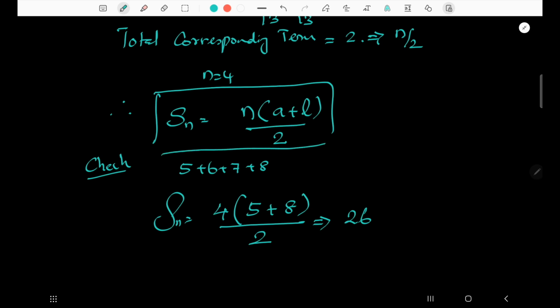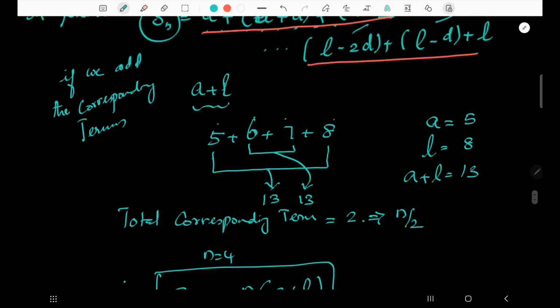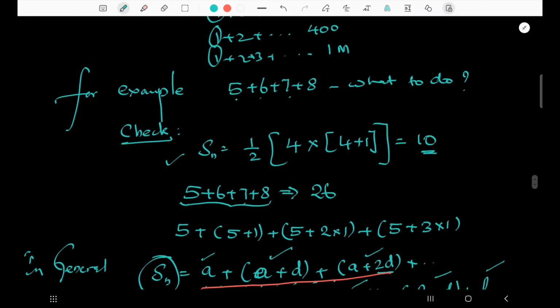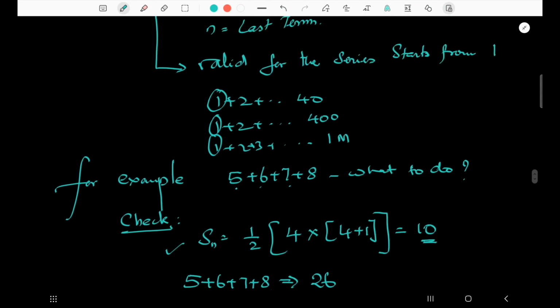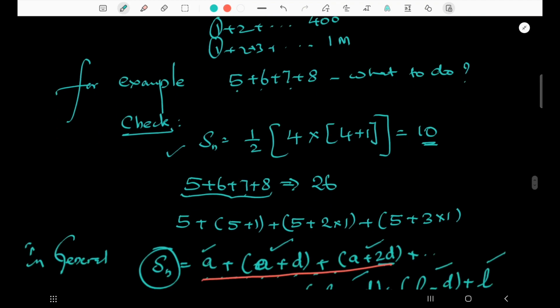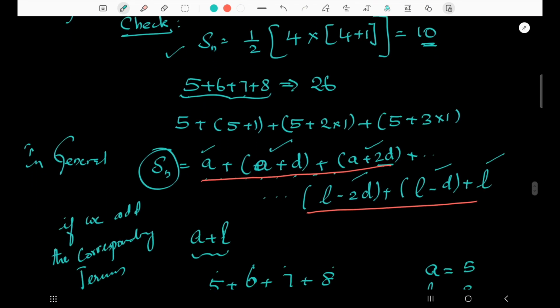Understand, guys? Clear? So this is how we have derived the sum of series if the series does not start from 1. Clear? Go back to the video and check again, so you will understand this one.